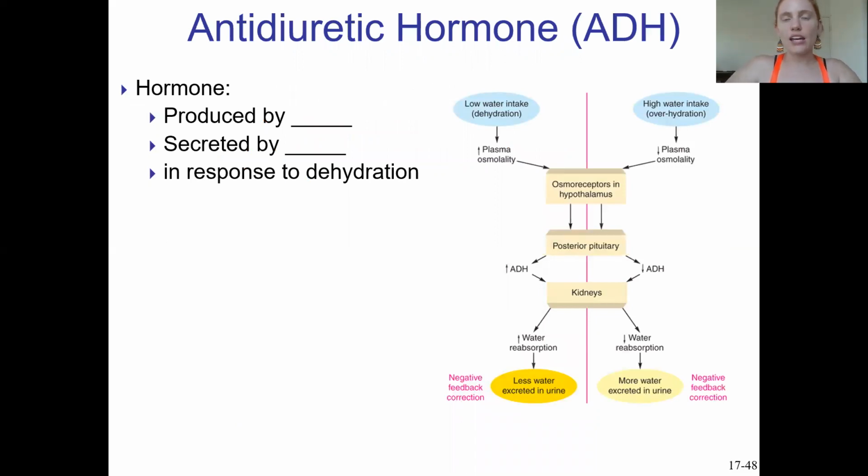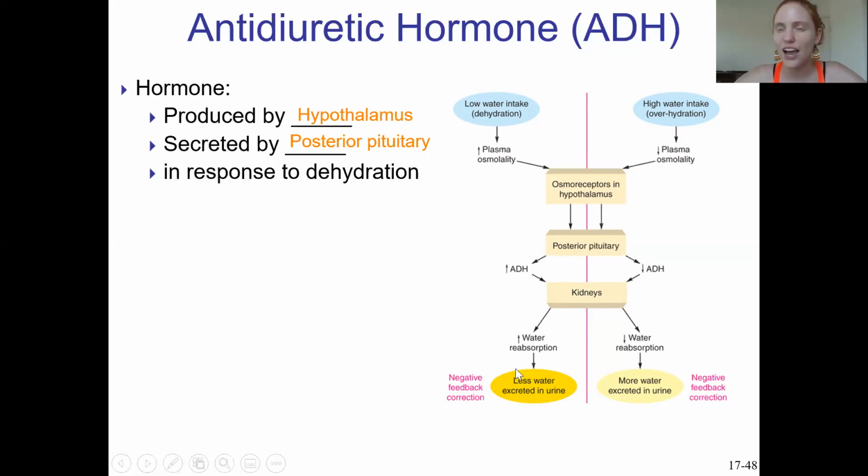Remember, this is sort of an endocrine review here. ADH is produced by the hypothalamus, and then it's stored and secreted from the posterior pituitary. So if you are dehydrated, that'll cause the hypothalamus to produce the ADH, which will then cause the posterior pituitary to increase the secretion of ADH. The ADH then travels all over the body, but its target organ will be the kidneys. And in the kidneys, it's going to increase the amount of water reabsorbed, and that's what makes your urine more concentrated.